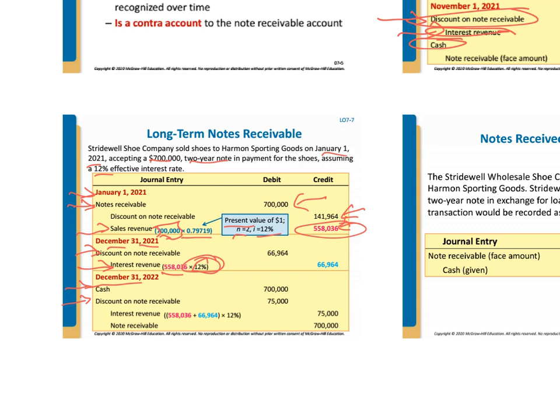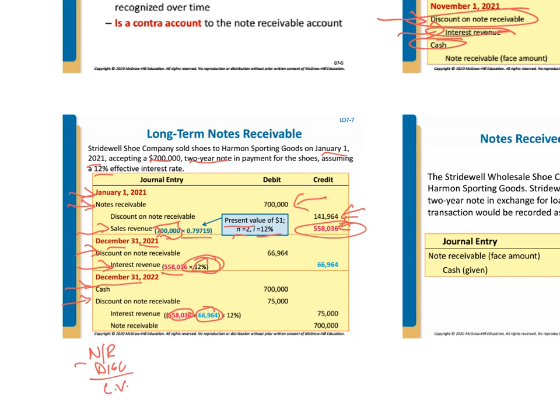And that's calculated again by taking the carrying value. The carrying value was originally the sales revenue, but now we've amortized a portion of the discount. So we add to that original amount that we had, that 558, the amount of discount amortization. Now remember, carrying value is calculated as the original notes receivable minus the discount. This provides for us our carrying value.